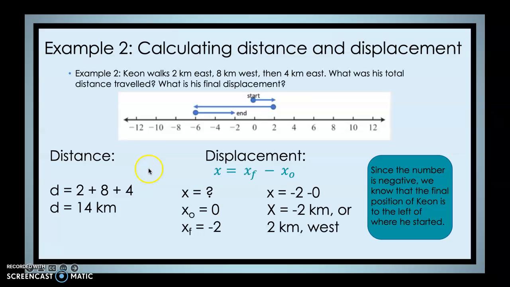He moved 14 kilometers. But to get the final displacement, where did he end up in relation to where he started? My XO is 0, and my XF is negative 2. So I have negative 2 minus 0, which means his final displacement was negative 2 kilometers, or 2 kilometers to the west. You can write it either way. You can either write negative 2 or you can write 2 kilometers west. Either one works in terms of telling the person who's reading it that they are to the west of their starting location.